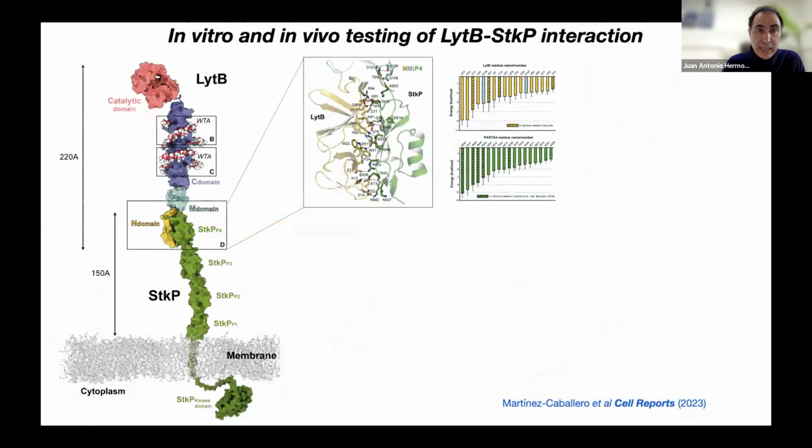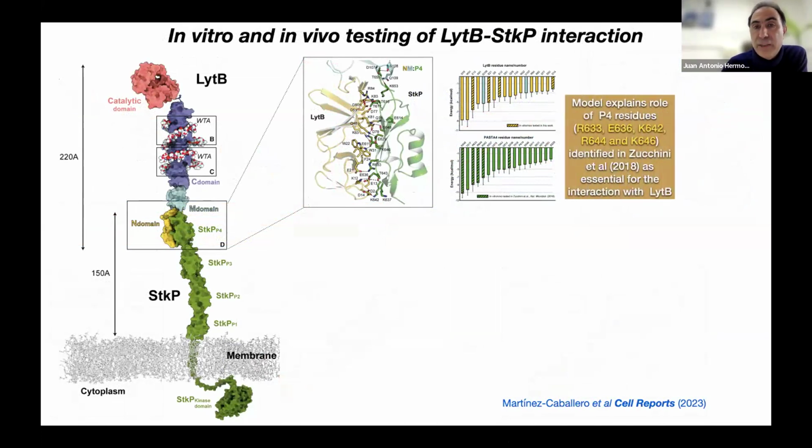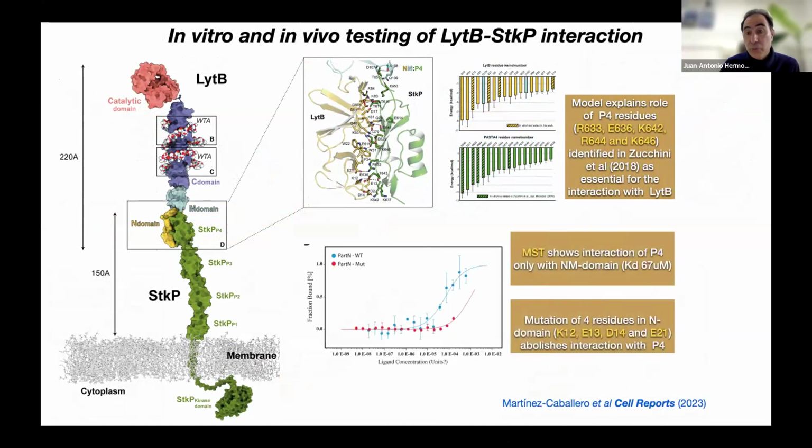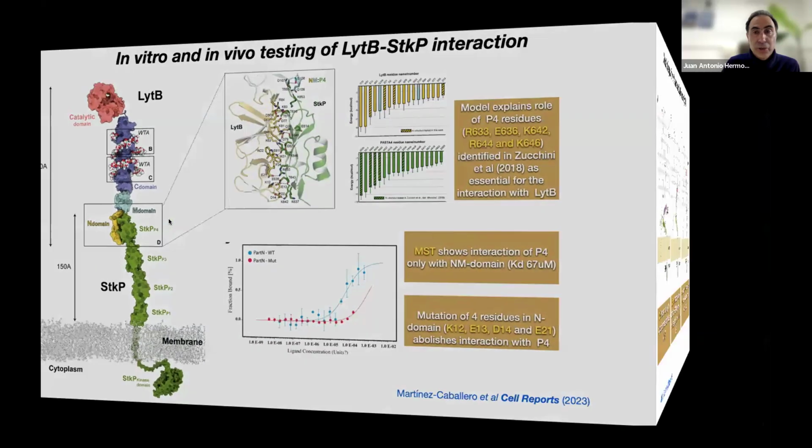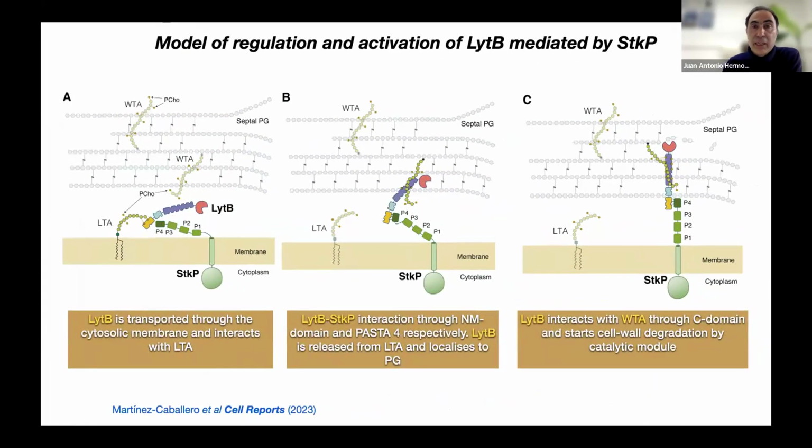Interestingly, we have seen that there is recognition between the NM domain and the PASTA 4 of the serine threonine kinase. We have identified the residues that make the interaction between the PASTA domain in green and the NM domain in yellow. We have seen that the residues previously identified by the Grangeasse group were essential for the interaction with LytB, but we have also seen the essential residues in the NM domain that are responsible for this interaction. Together, we have a model of regulation and activation of LytB mediated by the serine threonine kinase.